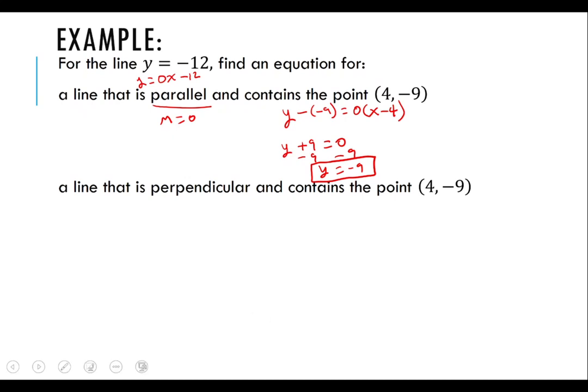Well, since we've already discussed that, when we go to perpendicular here, we know that technically we can't play this negative reciprocal game with 0. That's not going to work. But recall that perpendicular to a horizontal line is a vertical line. And vertical lines are always of the form x equals a number. If it's got to contain the point 4, negative 9, the vertical line that passes through the point 4, negative 9 is x equals 4.